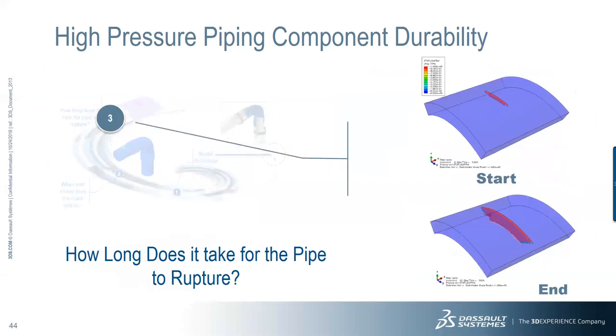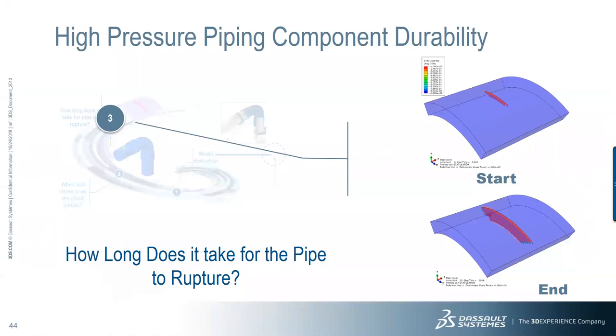After we do this, now we want to answer that once the crack has initiated, how long does it take for the pipe to rupture? So what we then do, we know the location of the crack, and based upon the location of the crack, we can create the crack tear. And then we can see, based upon the loading which we have defined, how much time it will take the crack to propagate and finally rupture.